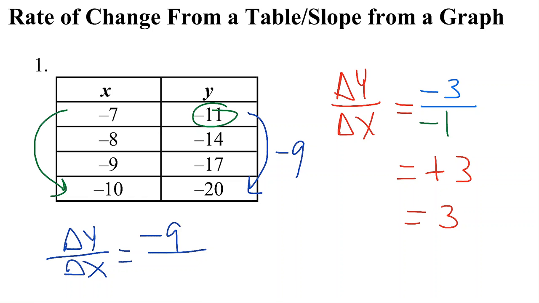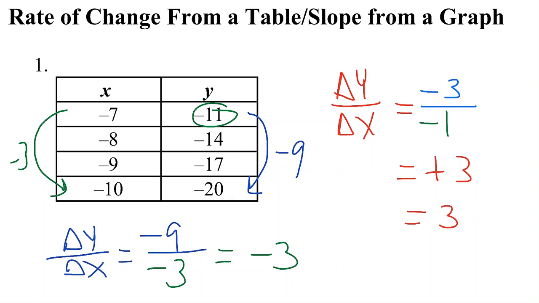Well, what is happening to x? Is it decreasing or increasing? Well, it's also decreasing. And so that's going to be a negative. And how much is it decreasing by? 3. Because negative 7 and negative 10 is decreasing by 3. And so you end up with a change in y of negative 9 and a change in x of negative 3. And when you simplify it, you still end up with the same rate of change because it's constant. And that is a very important concept to understand when it comes to this.